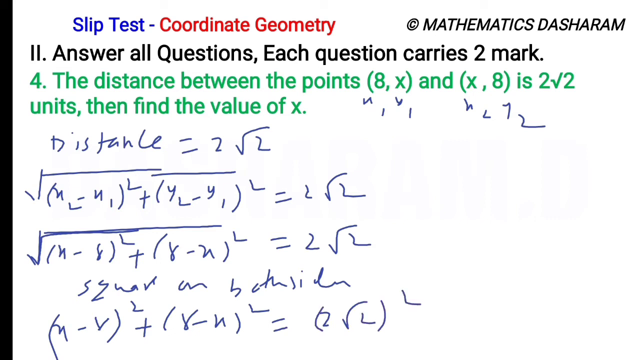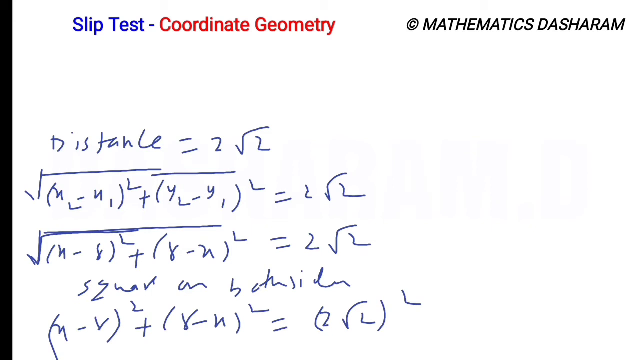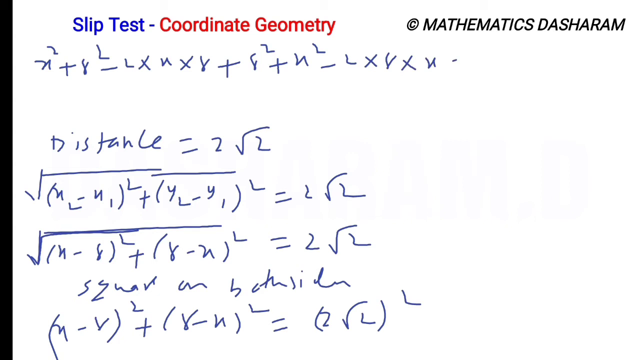So it is equal to, here (x - 8) whole square. Formula (a - b) whole square, so a square plus b square minus 2ab. Next (8 - x), also the same (a - b) whole square formula: 8 square plus x square minus 2 into 8 into x.